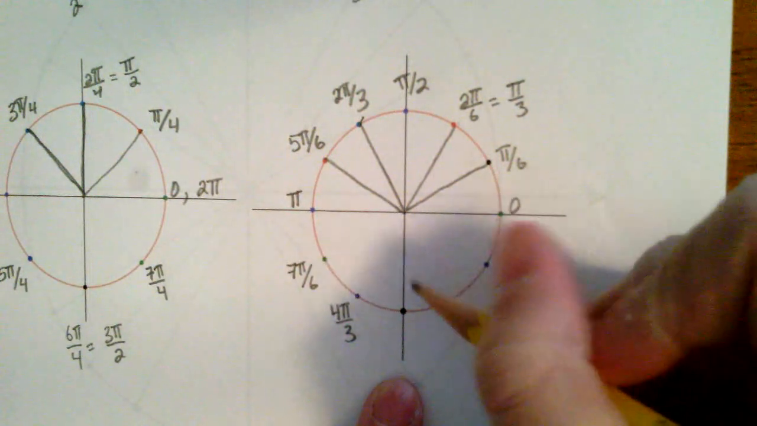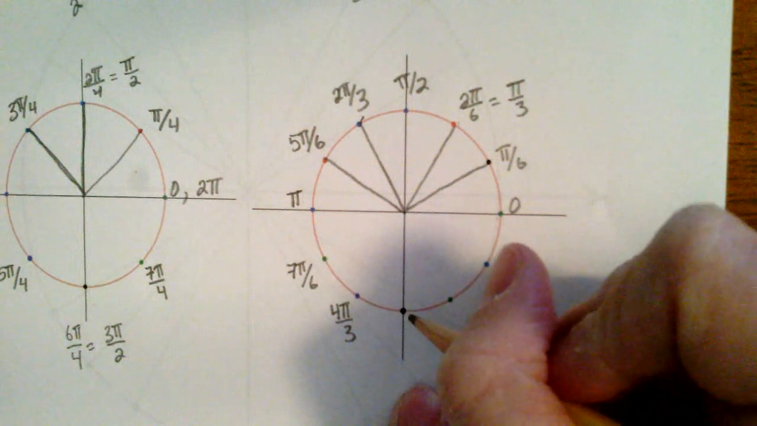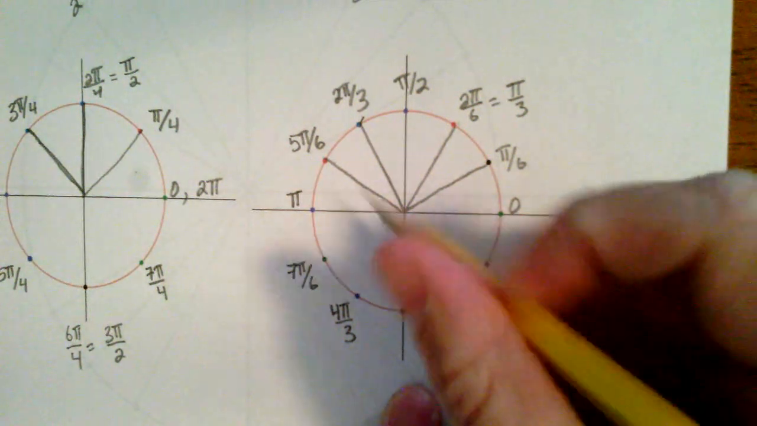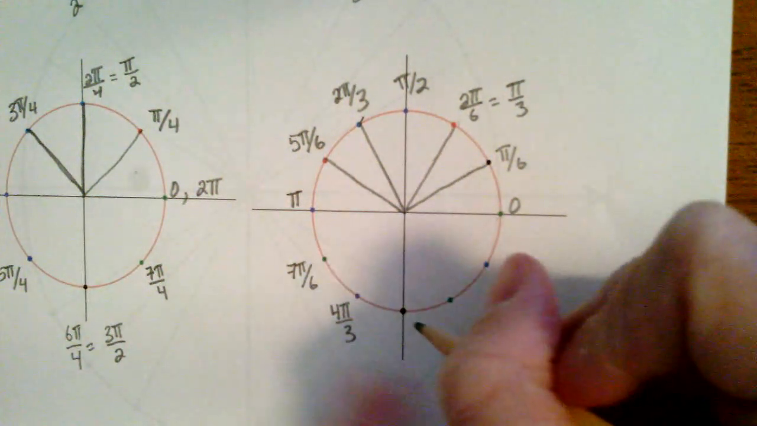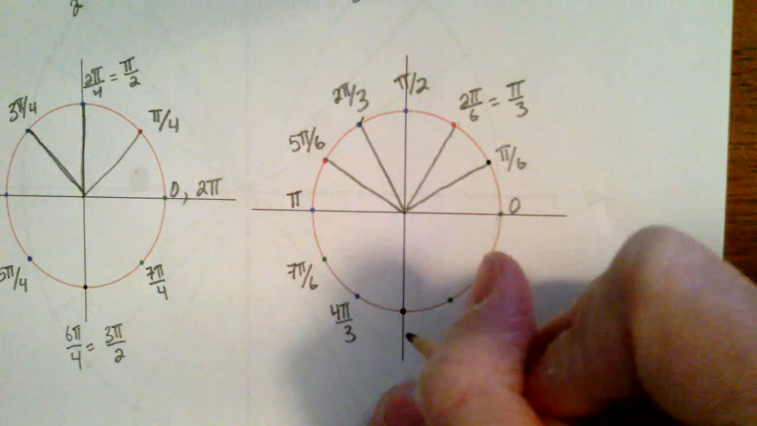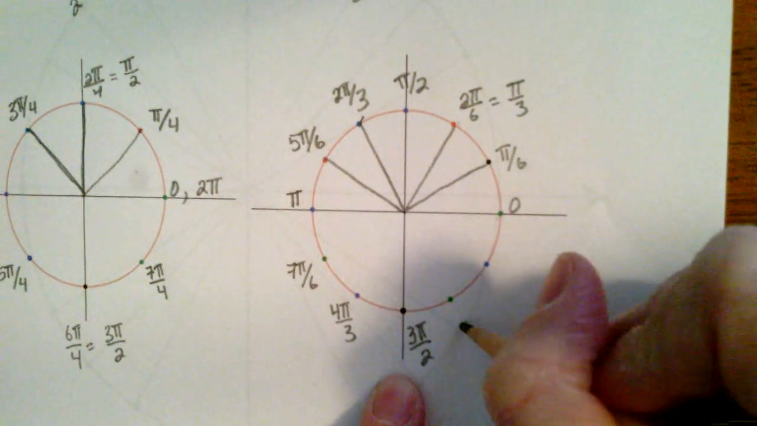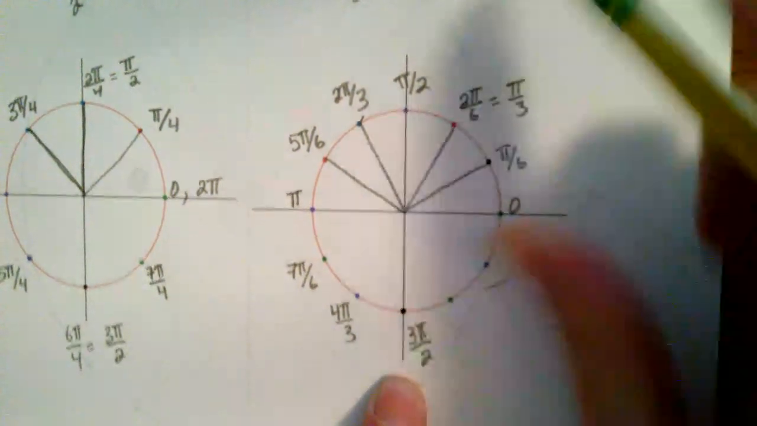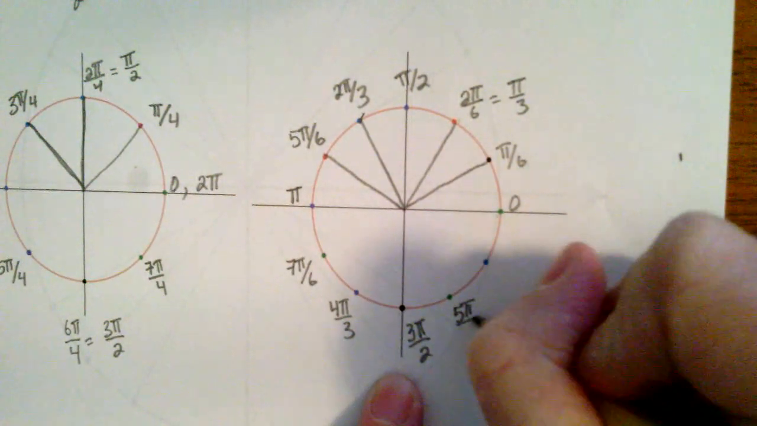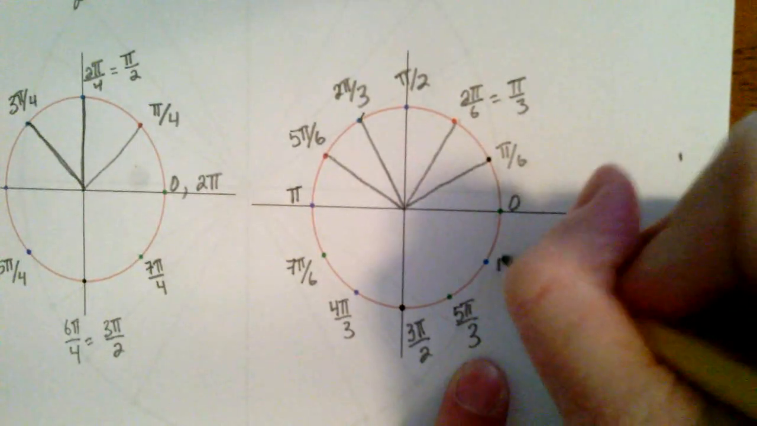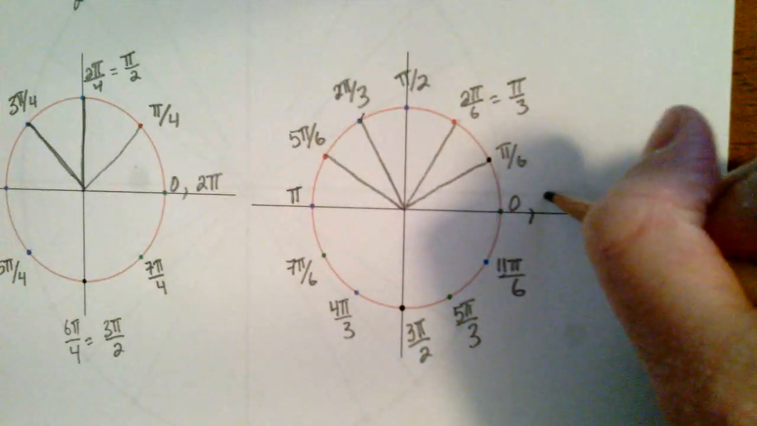This is 9 pi over 6, 7, 8, 9 pi over 6. I got confused about what my denominator was because of the 3. So 9 pi over 6, which would be 3 pi over 2. We're on sixths, so this would be 10 pi over 6, which would be 5 pi over 3. This would be 11 pi over 6, and would be back at 12 pi over 6, which is 2 pi.